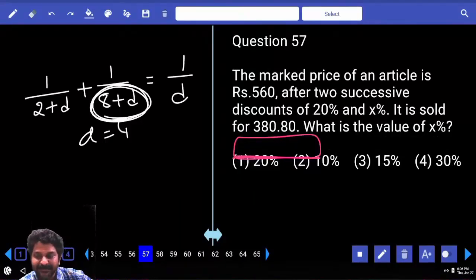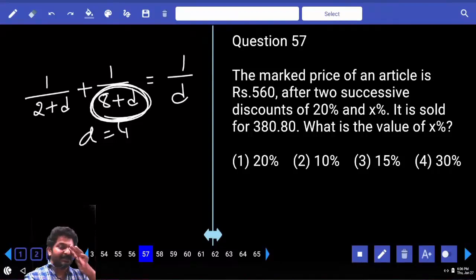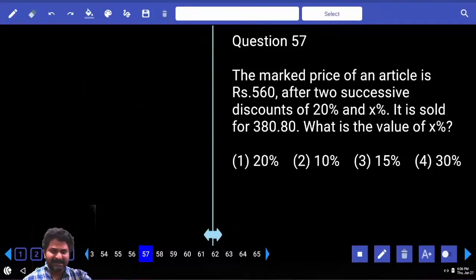Next, the market price of an article is 560. After 2 successive discounts of 20% and X%, it is sold for 380.80. What is the value of X? Don't use formulas and all, start with the numbers as they are. Successive discounts, the discount on discount concept. My first discount is 20%.